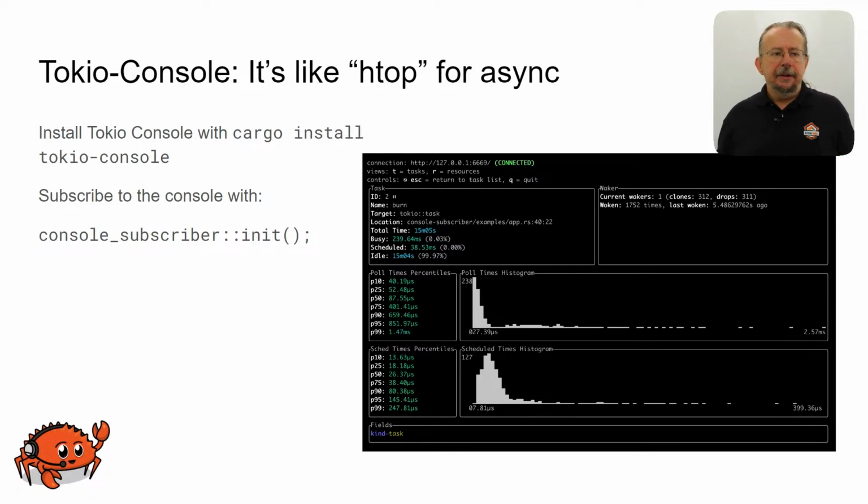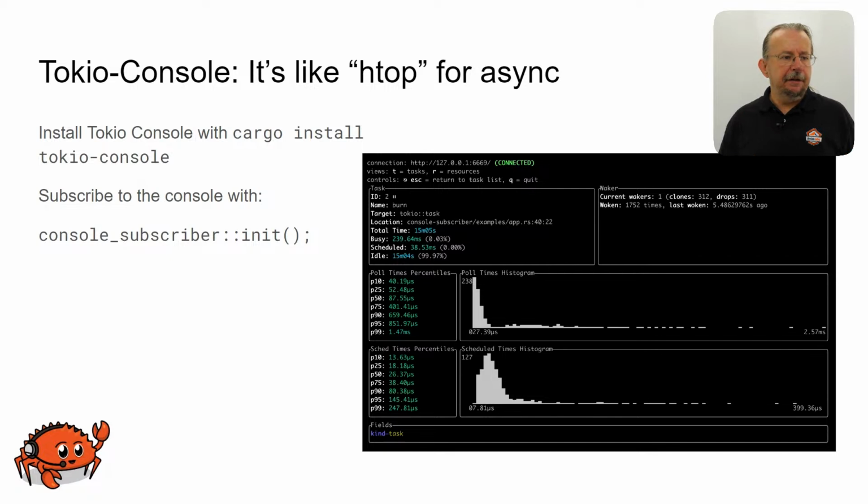Then you can import Tokio Console Subscriber as a dependency with cargo add. Replace all of the default subscription with console subscriber init, run your program, and it's listening on localhost to a network port, 6669 by default, but you can customize it. You run Tokio Console, and up pops an htop-like display that shows you in real time all of the tasks that are running. You can select tasks, you can zoom in, you can look at a task in detail.